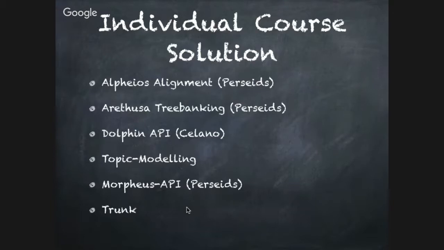And we used a number of digital tools that are out there. We used the Perseus alignment as implemented in Perseus. We used Arethusa tree banking as implemented in Perseus. We used Dolphin API, developed by my colleague in Leipzig, Giuseppe Celano. We used my topic modeling. We used the Morphos API, originally developed by Perseus, now hosted at Perseus. And we used some trunk stuff just to communicate with the students. The latter could have been anything.